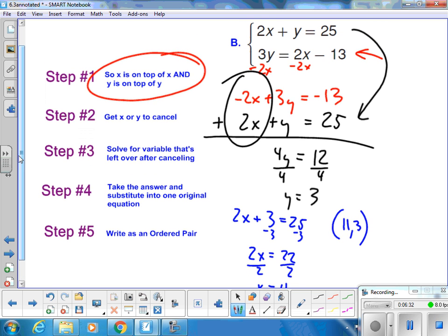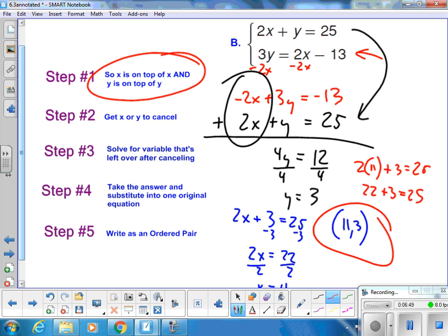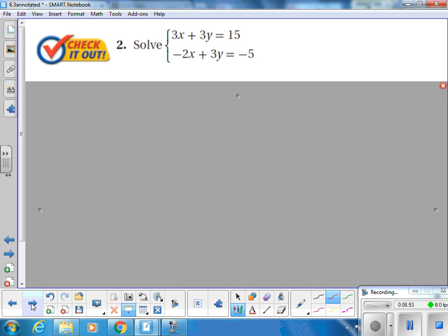I'm going to check it though. Check it. So 2 times 11 plus 3. I'm trying it out on the first equation. 25. So does 22 plus 3 equal 25? It does. That indeed is my solution to that system. All right, why don't you try it out?